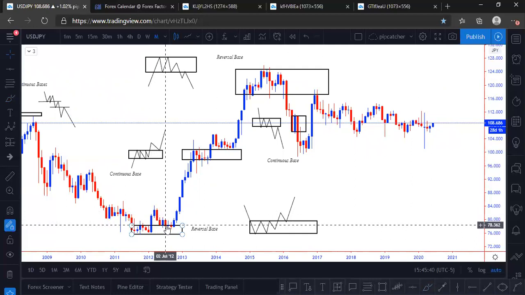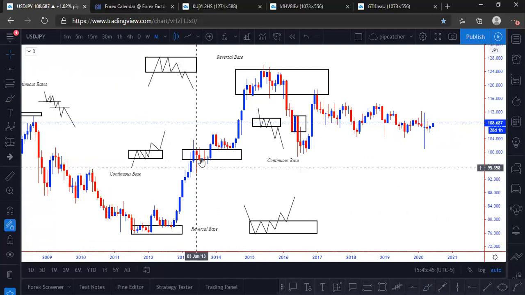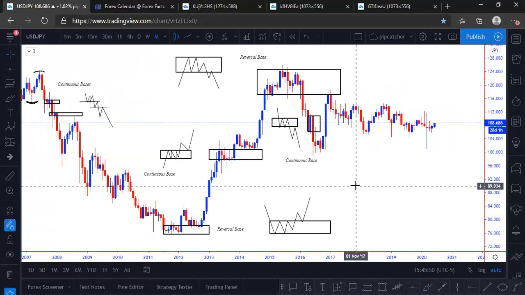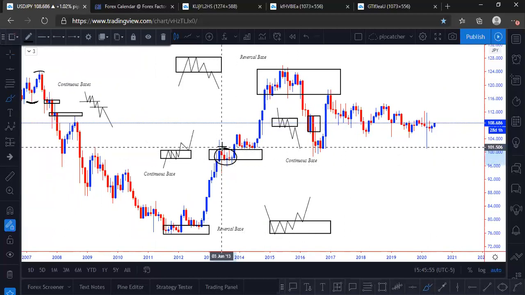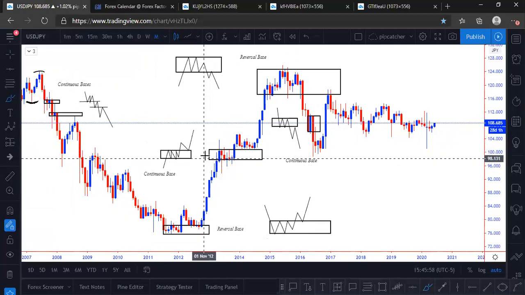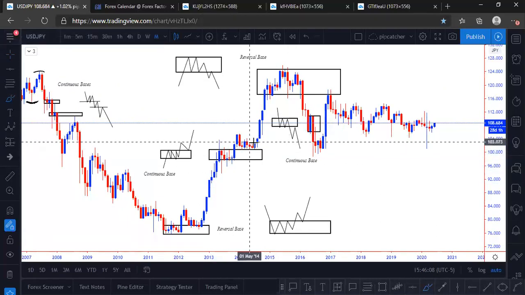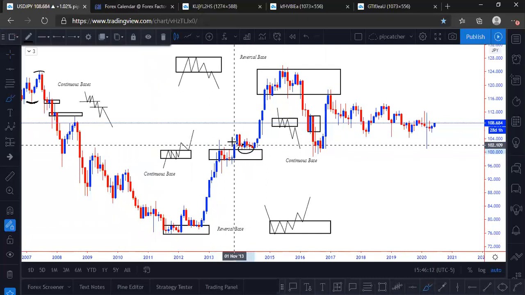And then price started to trade back into that base, also resulting in a huge impulse up, also giving us another opportunity here, right, for a continuous base, that rally base rally right here, rally base rally, right? And then we enter off the mitigation of the previous base.